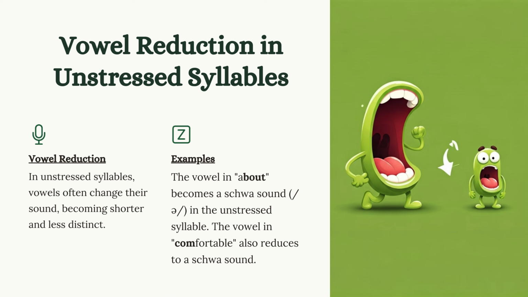So what do we mean by vowel reduction? In unstressed syllables, vowels often change their sound, becoming shorter and less distinct. Examples. The vowel in about becomes a schwa sound in the unstressed syllable. The vowel in comfortable also reduces to a schwa sound.